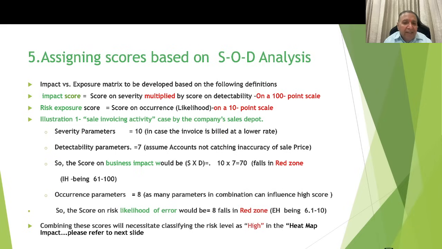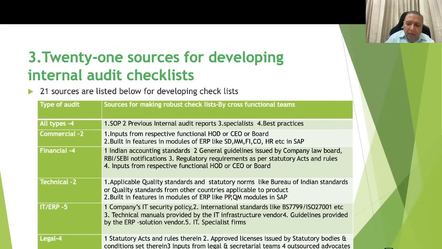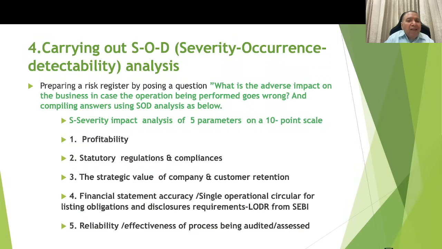Occurrence parameter 8. Out of many parameters, a combination can influence the high score. So the score on the risk likelihood of errors would be 8, which will fall in the red zone. Now let me go back to show how the score is determined. Let's go back to severity. I said that if the prices are lower, it will directly have an impact on profitability. Maybe the taxation is not correct, so it will have an impact on statutory regulations. That is how I have given a score of 10 there.